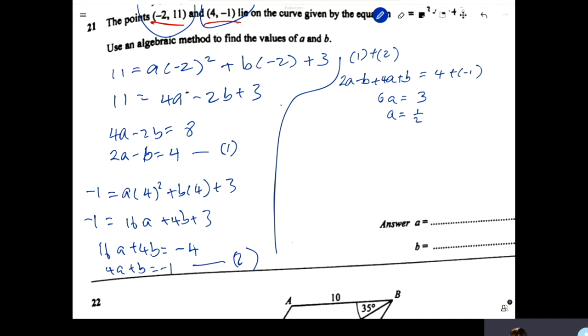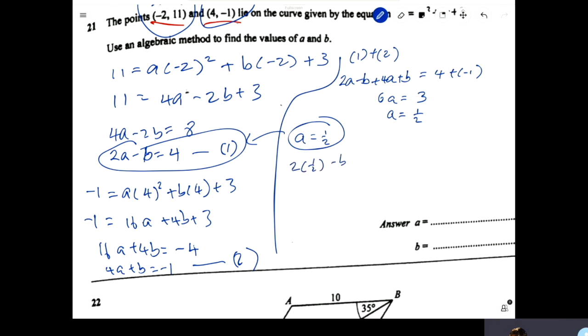Awesome. Next, we're going to continue. Now, if a equals half, what do we do? Can you tell me what we do here? Substitute the a. Yes, very good. So a equals half. Substitute into either equation 1 or 2. Let's say we put it into equation number 1. So 2 times half minus b equals 4. So 1 take away b equals 4, minus b equals 3, b equals negative 3. So a is half, b is -3.